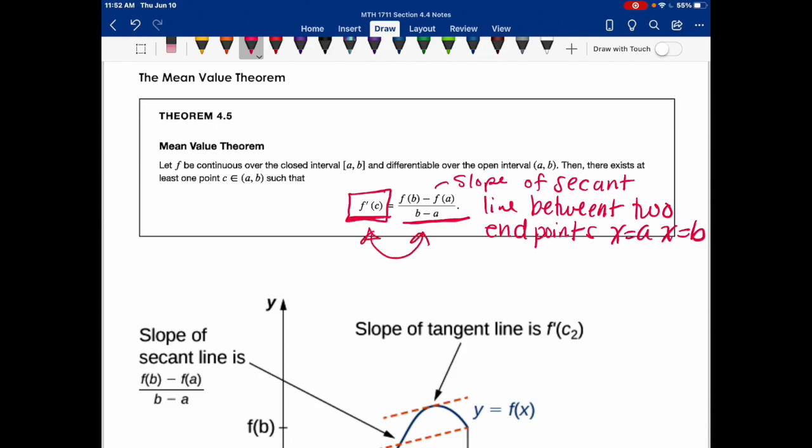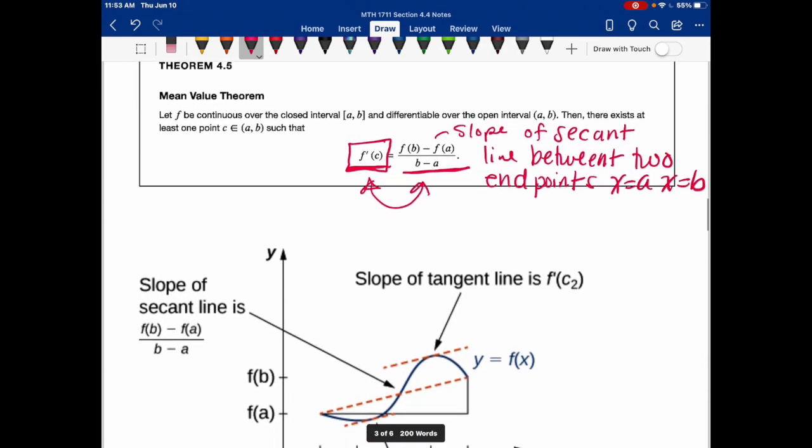And then this is the slope of the tangent line at point C, and this is saying that they're going to have the same slope. So Rolle's theorem is really just a special case of the mean value theorem. In Rolle's theorem, we consider differentiable functions defined on a closed interval where the two endpoints have the same y value. But the mean value theorem generalizes Rolle's theorem by considering functions that do not necessarily have the same y coordinates at the endpoints.